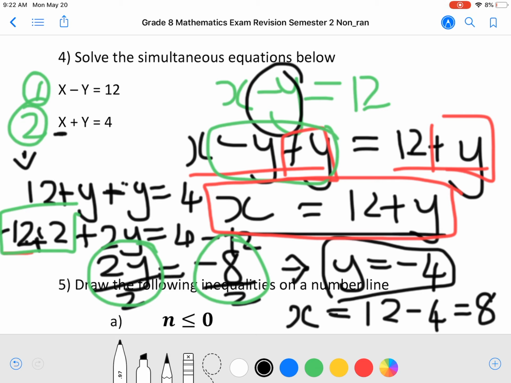In this case we found the value for y. y is equal to minus 4 and x is equal to positive 8. And this is solving the simultaneous equation here in number 4.